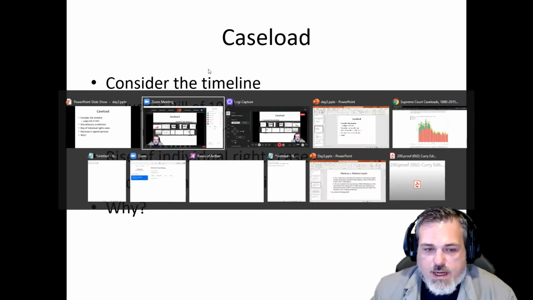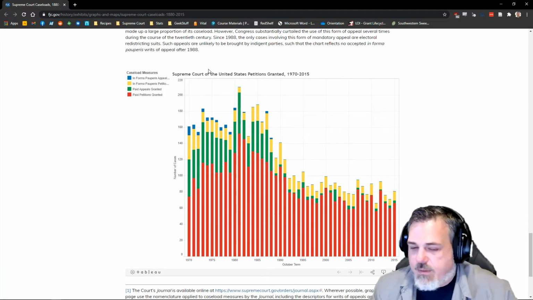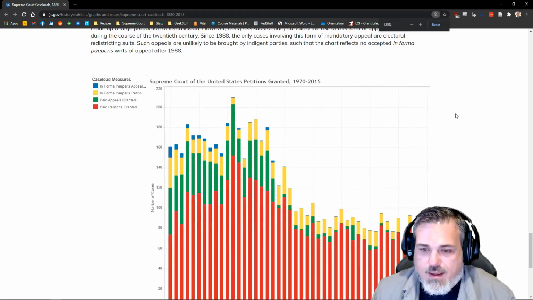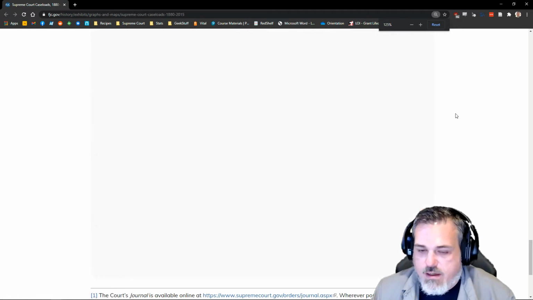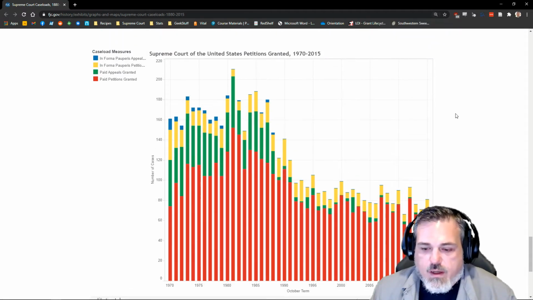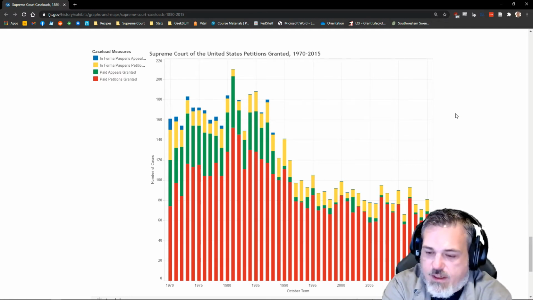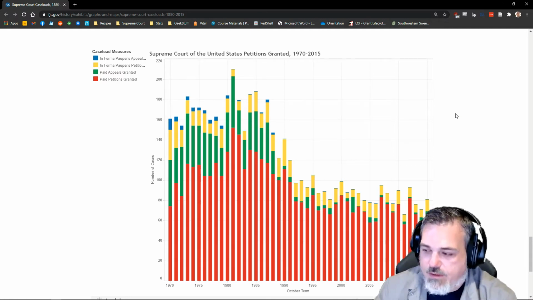And the reason why is I want to take a look at this timeline right here. I hope you can see it. If not, I remember how to increase the size of the screen. So this is the number of petitions granted by the United States Supreme Court in a given year. And the most recent years are literally right behind my head. So I fixed that.